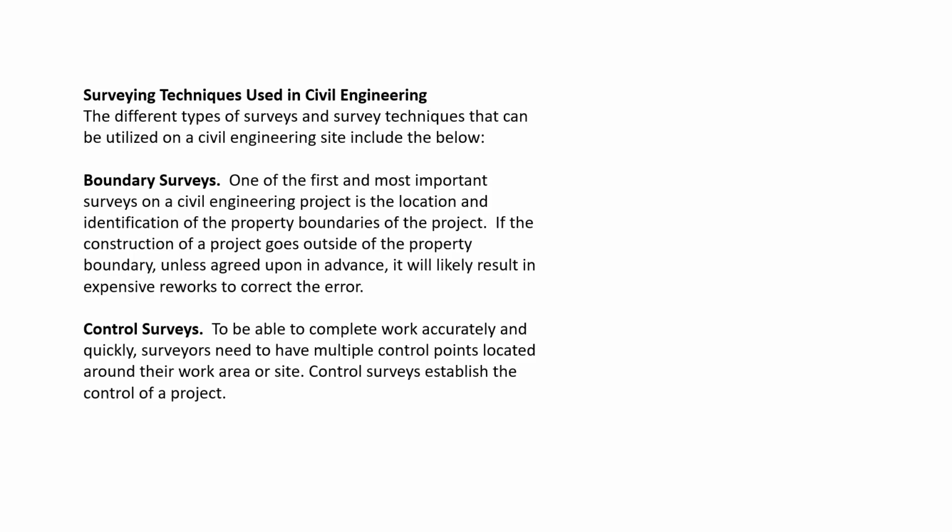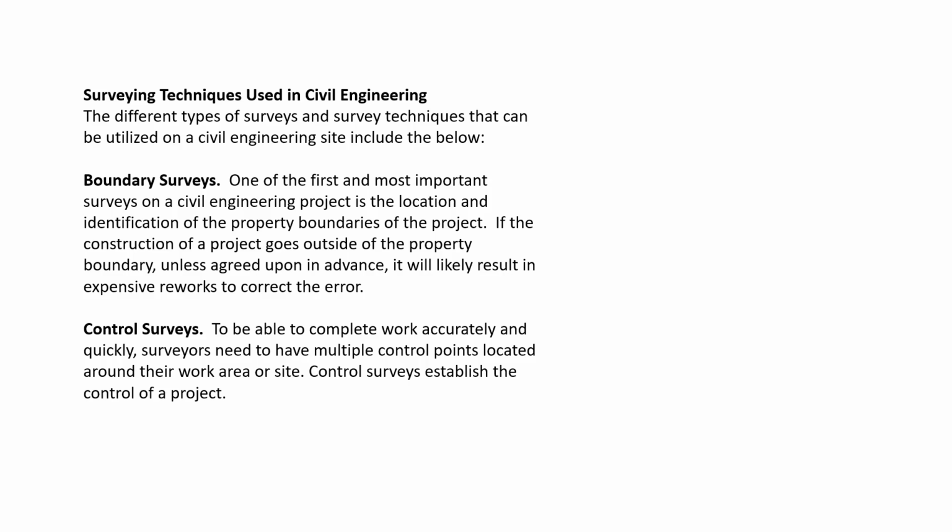Surveying techniques used in civil engineering. The different types of surveys and survey techniques we use. Boundary survey. One of the first and most important surveys on a civil engineering project is the location and identification of the property boundaries of the project. If the construction of a project goes outside of the property boundary, unless agreed upon in advance, it will likely result in expensive reworks to correct the error.